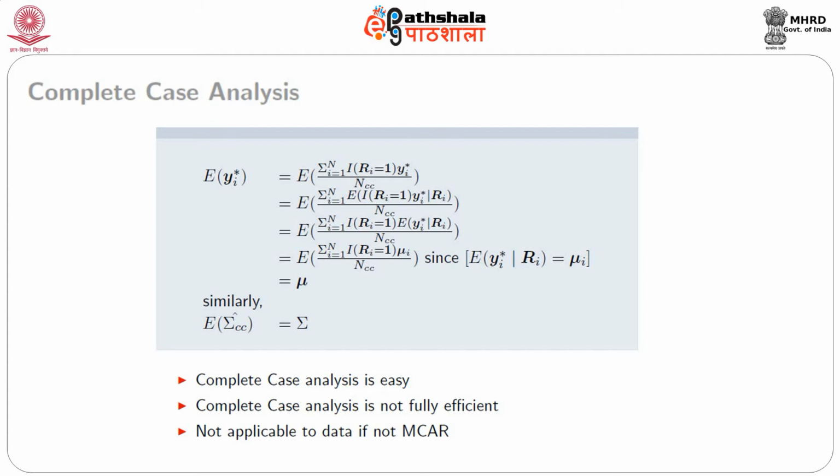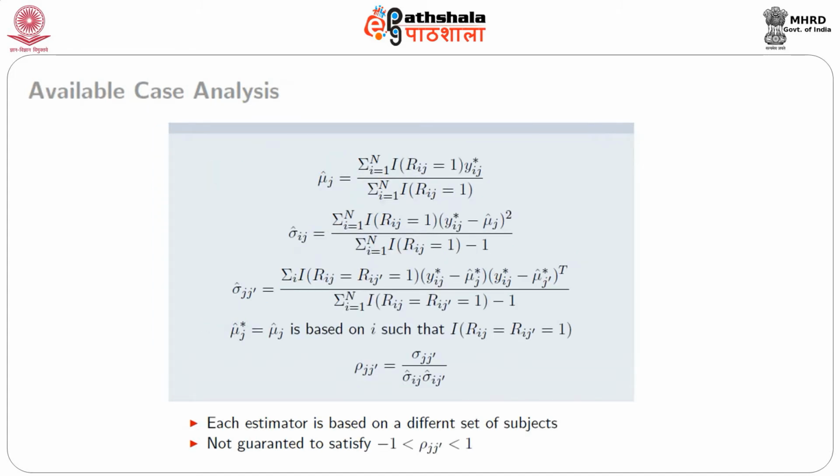So, we can say that mu hat CC is an unbiased estimator of the population mean mu, provided the data is missing completely at random. We can have a similar proof for the variance covariance matrix also. Now, the advantage of the complete case approach is that it is easy, but the problem is that it is not fully efficient and it is not applicable to data that is not missing completely at random.